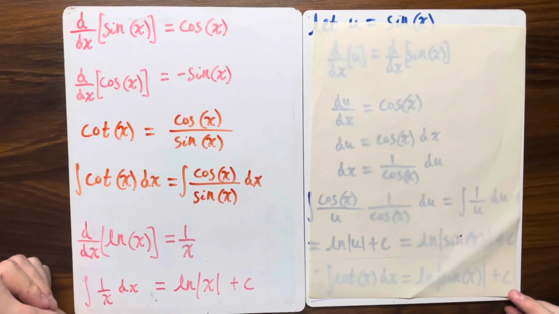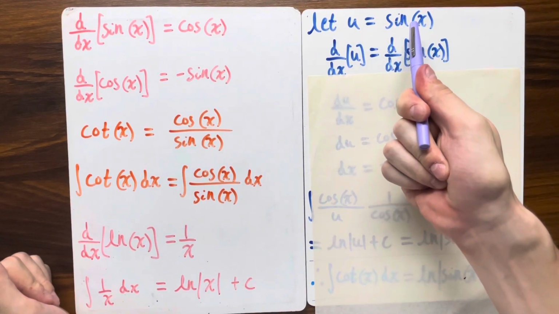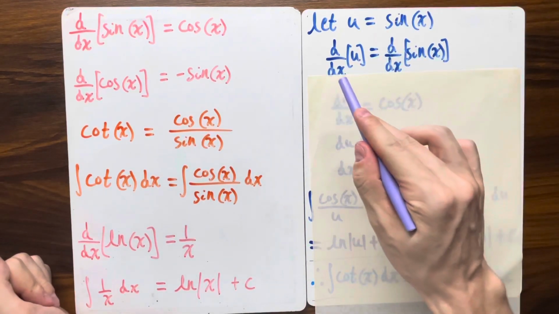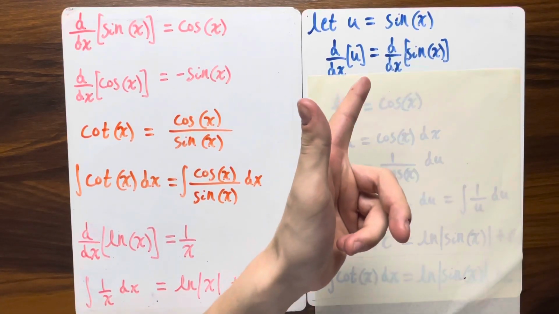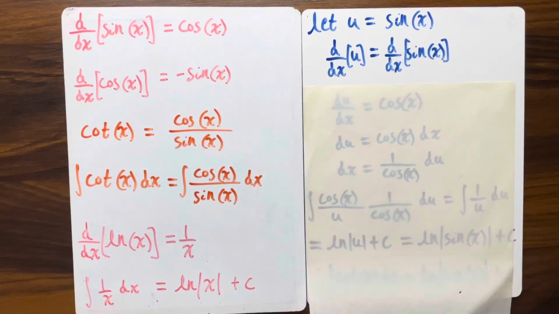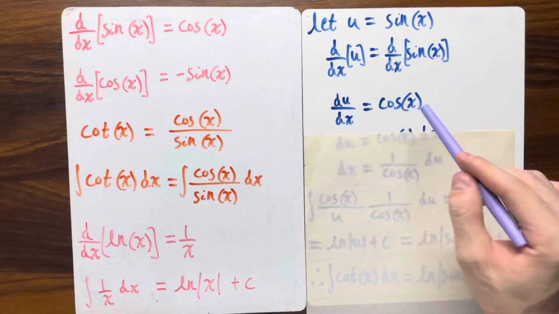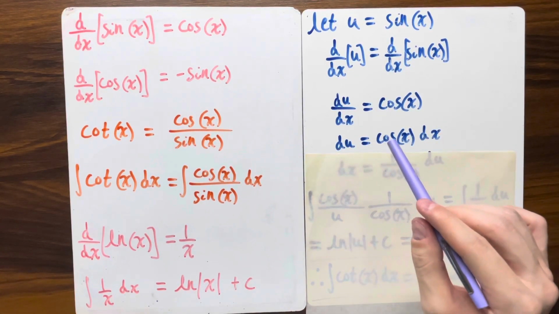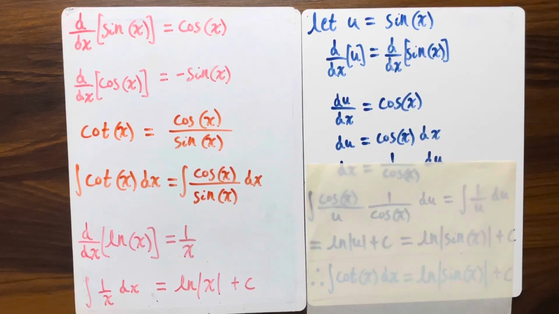So let's try that. We know that the derivative of sine is cosine, so let's let u equal sine. Taking the derivative of both sides with respect to x, we get that du/dx is equal to the derivative of sine, which we know is cosine. So we get this. Solving for dx, we multiply both sides of this equation by dx, and now we can solve for dx by dividing by cosine of x, and get this.